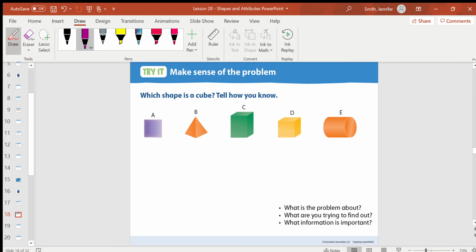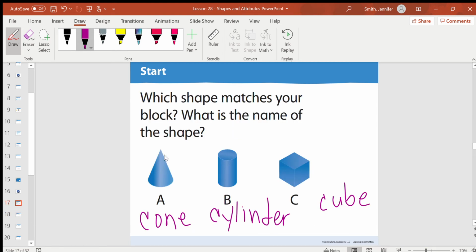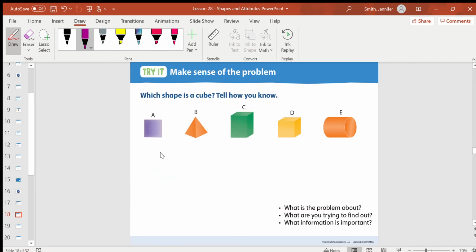One way you can solve the problem is to look at each shape and think about if it has the characteristics of a cube. If we look back at the first slide, we can see the 3 different shapes, and one of them is a cube. So looking back, I can say, is A a cube? No, it's a flat shape, it's a square, so A would not be a cube. B has some triangles on it, so to me that does not look like a cube. C could be a cube, it does look like a box. D looks like a cube because it looks like a box. E is not a cube because E has circles and is round.